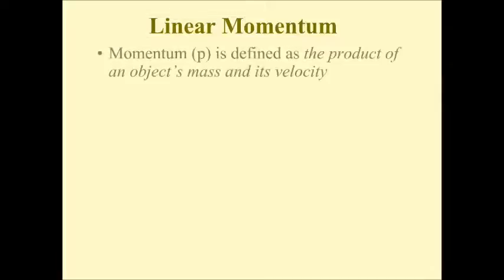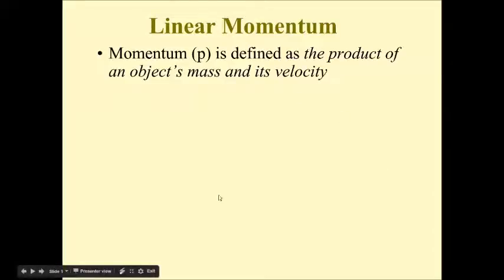Okay, welcome. This is the first part of linear momentum that we'll talk about here. Linear momentum is defined as a product of an object's mass and its velocity. So we have two things coming into play here. If an object has mass and it's moving, then it has momentum.